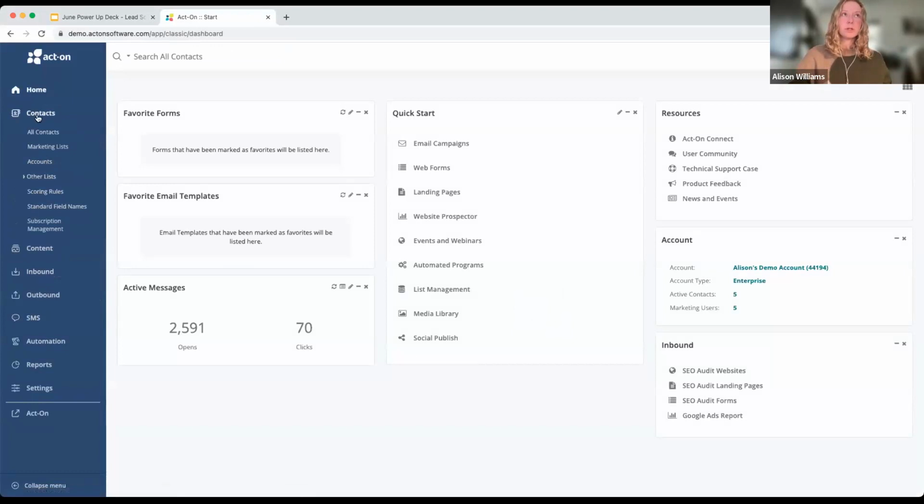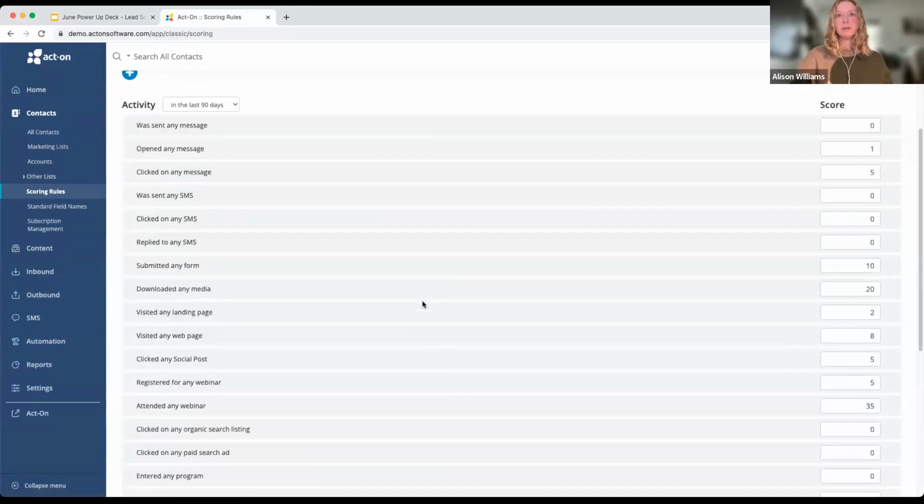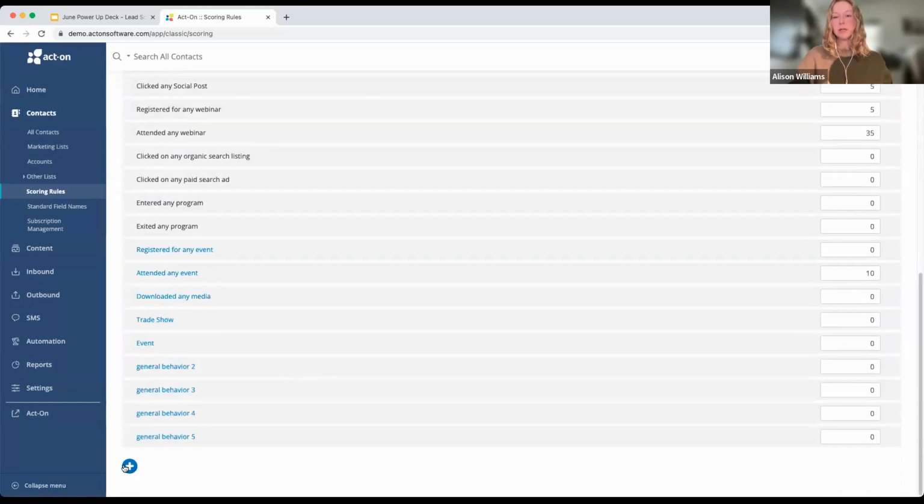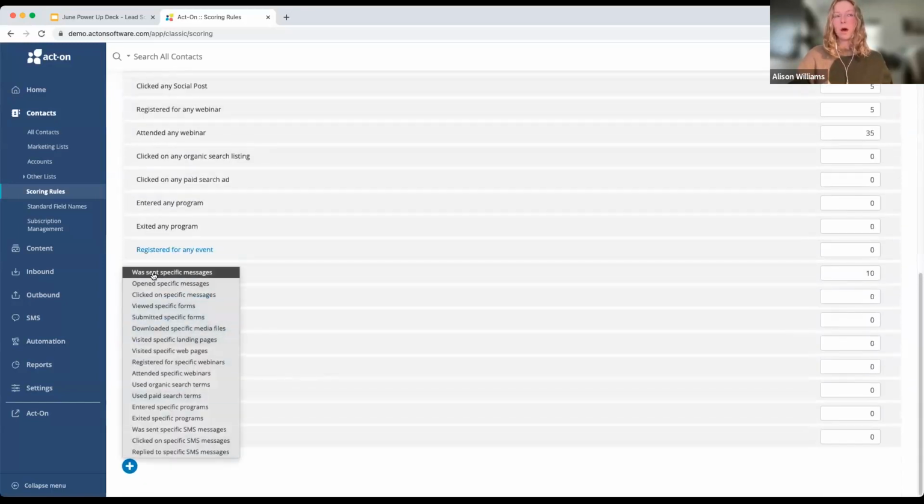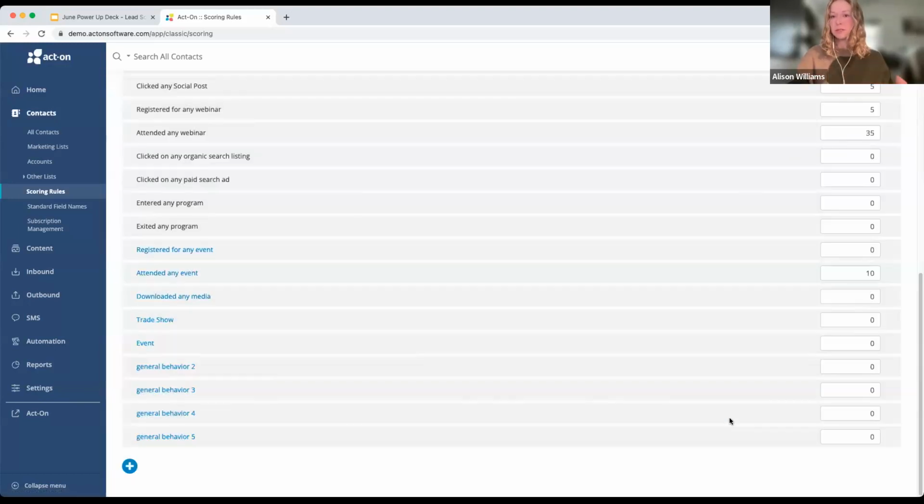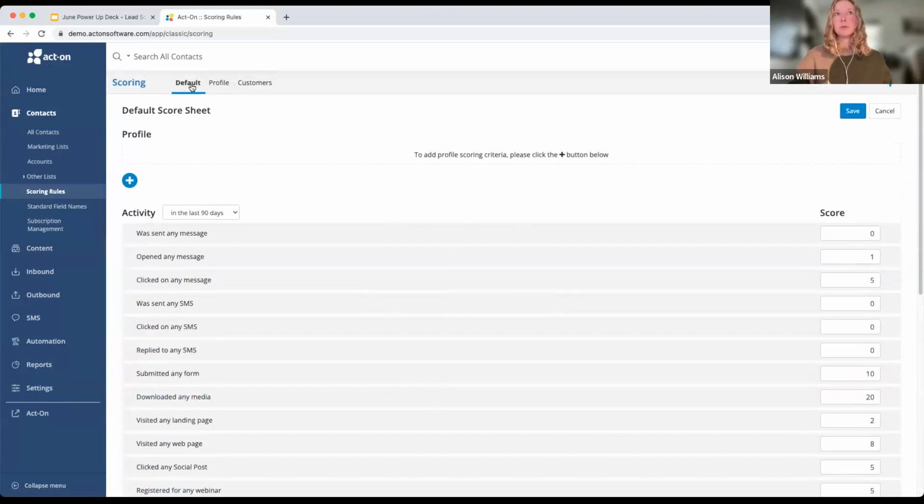The scoring rules are set up under contacts, scoring rules. This is where you set those up. We have all these general behaviors here, like submitted any form, visited any landing page, and you can get more specific down here on the plus button, if you want to apply points to visiting a specific web page, for example, or clicking on a specific email. In the multiple score sheets, I've got 3 set up, but you can always add another by clicking this blue plus button.